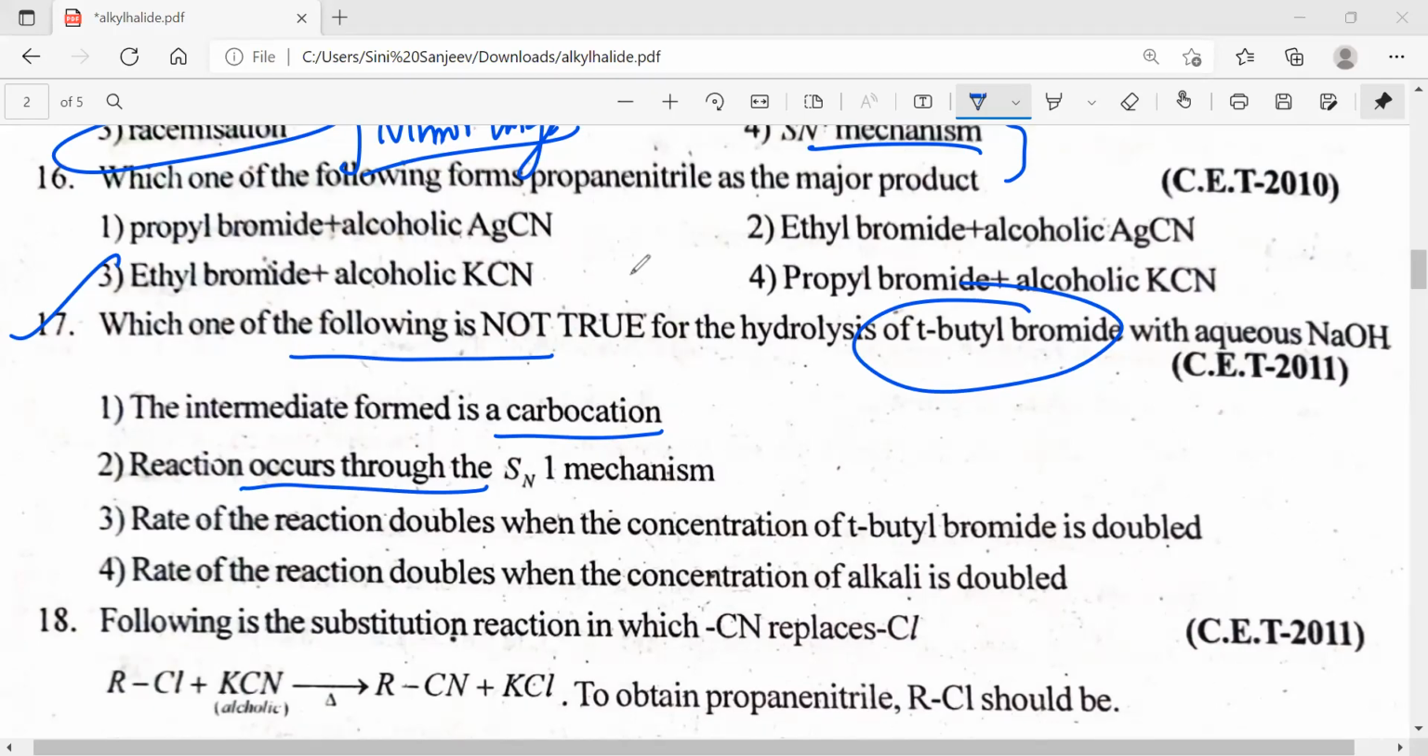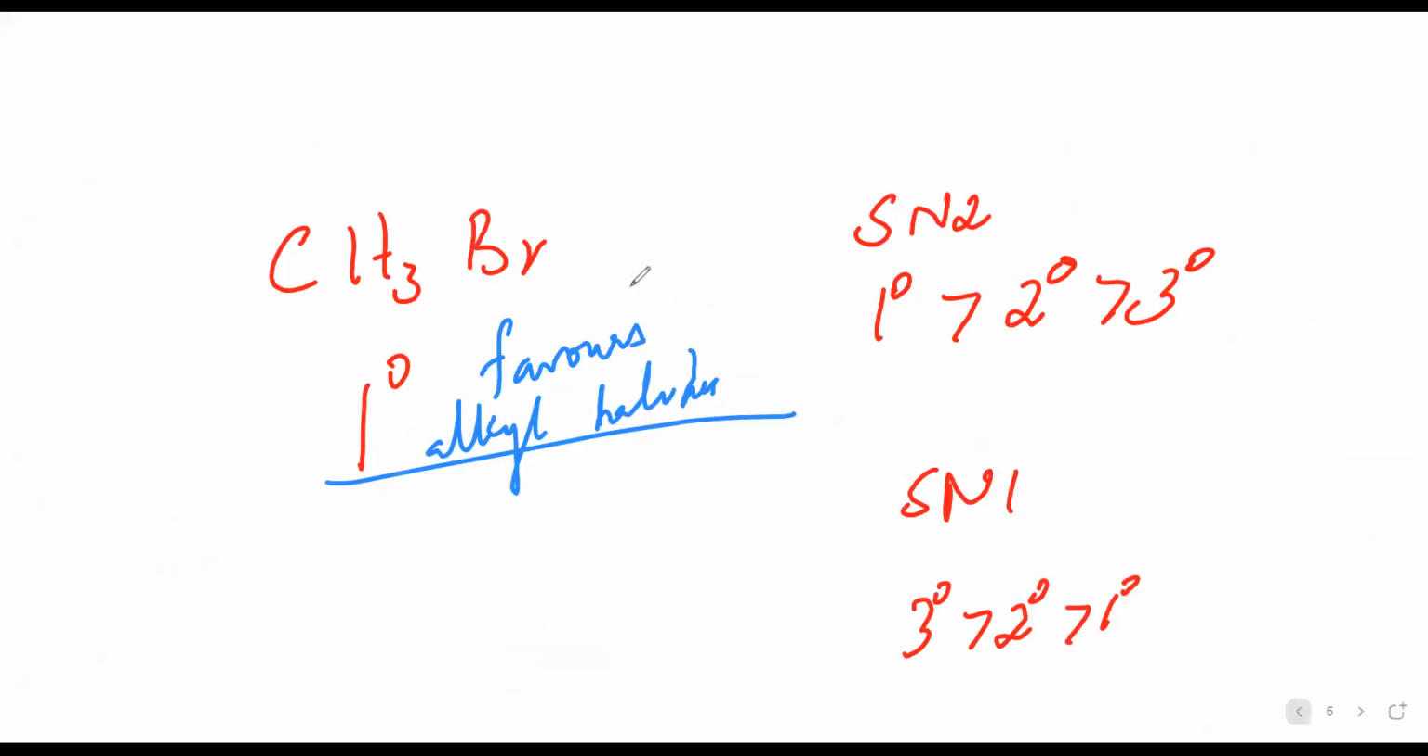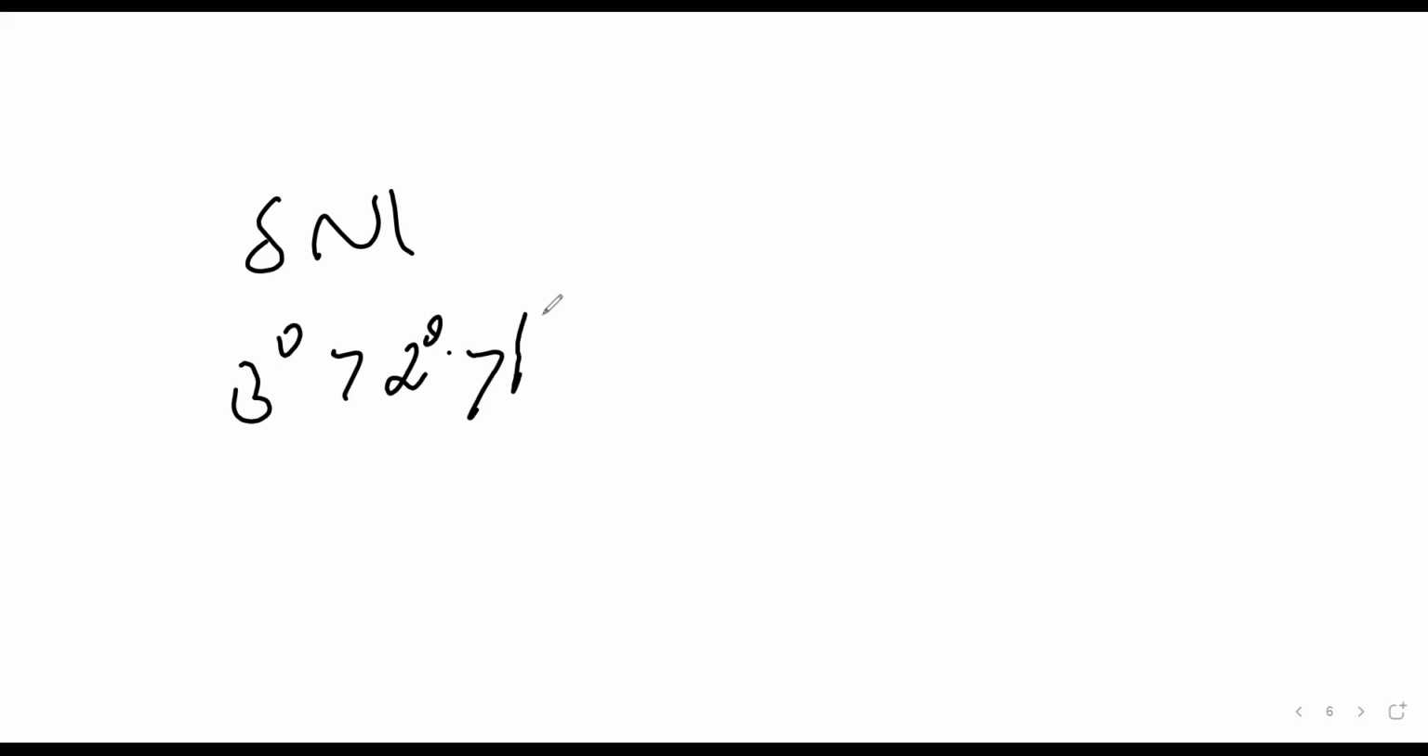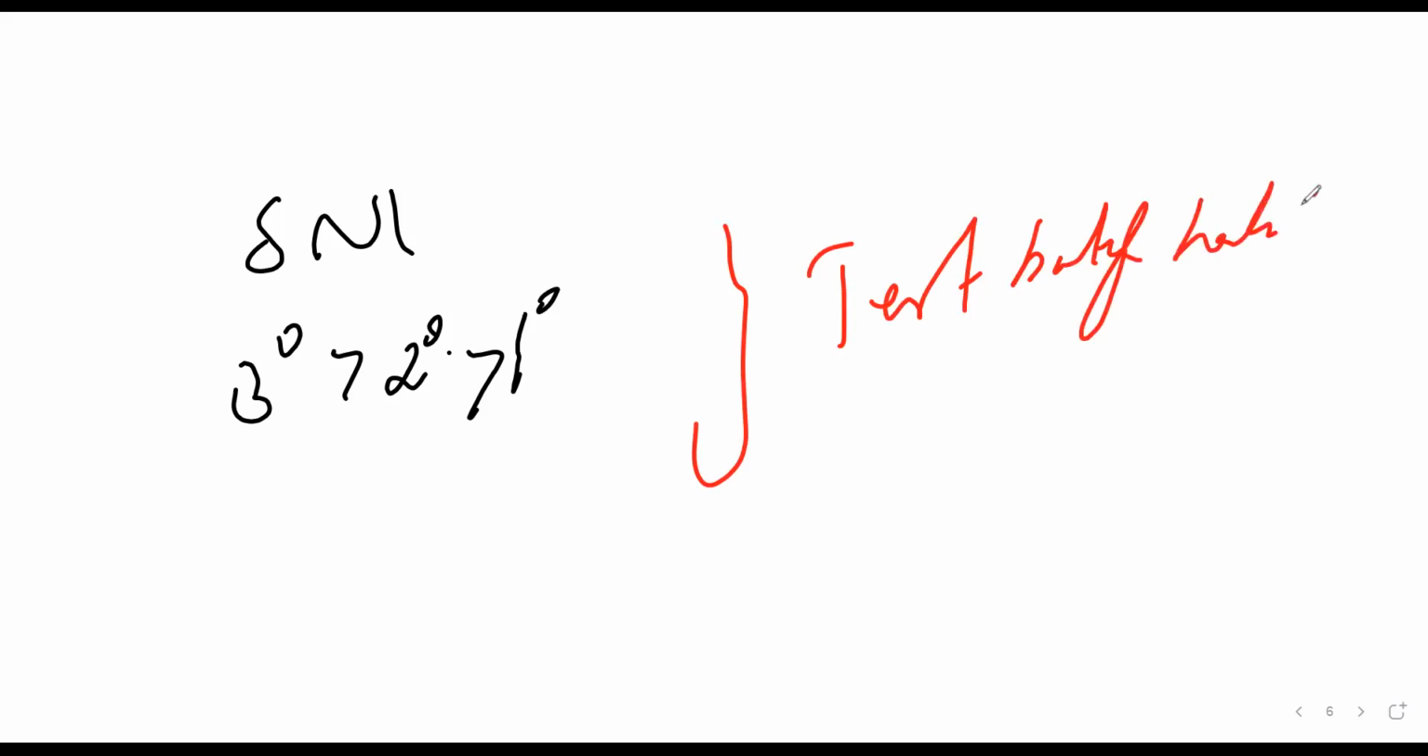Not about the alcoholic potash. SN1 favors tertiary. Correct? So I'll write down here. SN1 is tertiary greater than secondary greater than primary. So tertiary butyl halide is what basically? Butyl halide. That is correct. The statement is correct. Tertiary butyl halide.